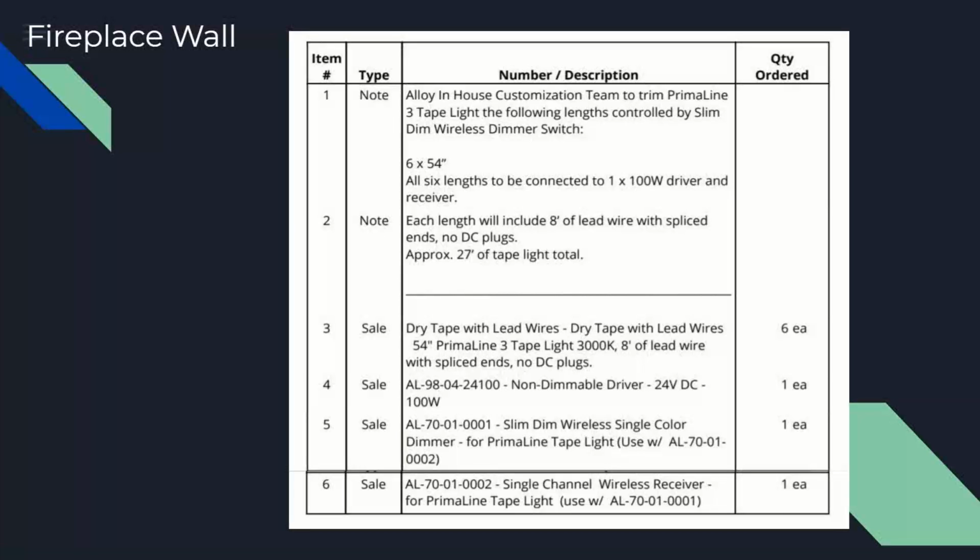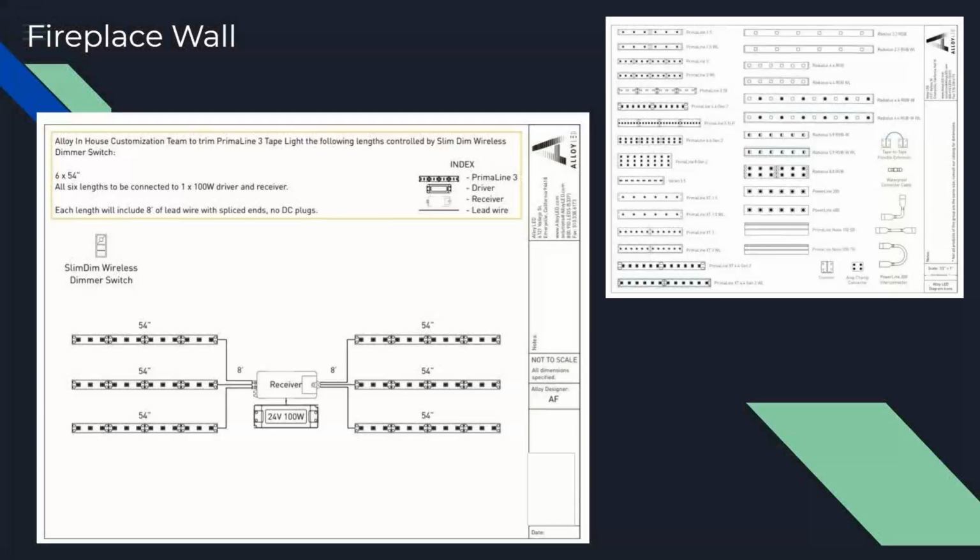So you can see on the next page what we got back here. It says the Alloy in-house customization team. So they'll cut that tape to length. They will solder the 8-foot leads onto each tape run and have it ready to go. There's the driver. Again, they will give you the cost of everything. You can see on the bottom there, the 2 parts that make up the slim dim, the wireless receiver that mounts next to the driver, and the actual transmitter itself. So that'll help you get your product and your pricing.